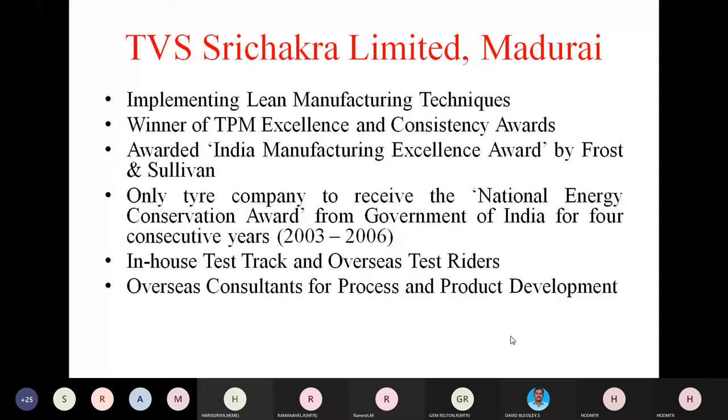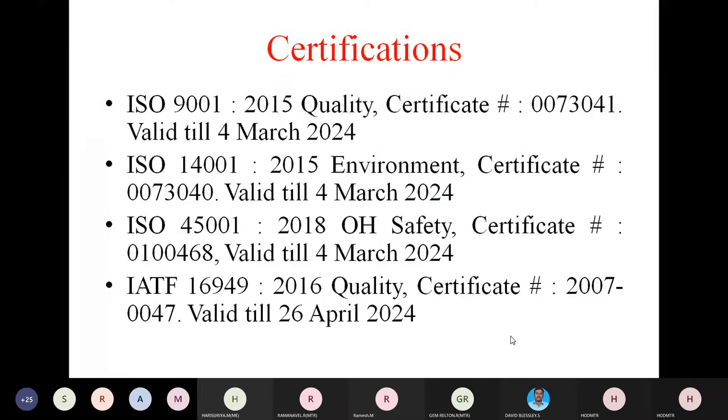Today, they have four active certifications. These are ISO 9001:2015 quality, ISO 14001, and ISO 45001, which is an occupational health and safety standard certificate, and the IATF 16949 standard. It's an international standard for maintaining the quality of the automobile products being manufactured in the industry. These four certificates are active till March 2024. After that, they have to reapply for the certification.